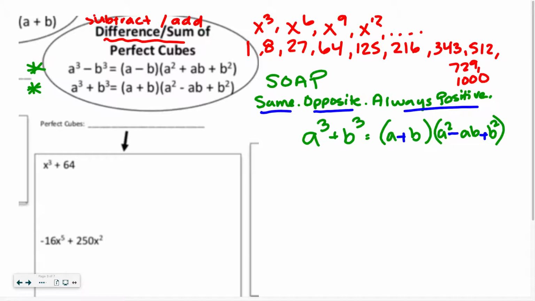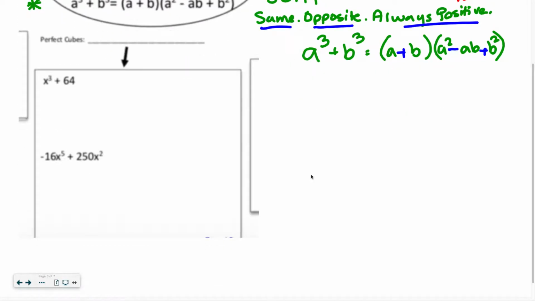Okay. Let's do x cubed plus 64. Is x cubed a perfect cube? Yeah. Is 64 a perfect cube? Yeah. What are the cube roots of x cubed and 64? X and 4. So those are our A and our B values, right? A is x, B is 4, because this is A cubed and this is B cubed. So then we know that A is equal to x and B is equal to 4.